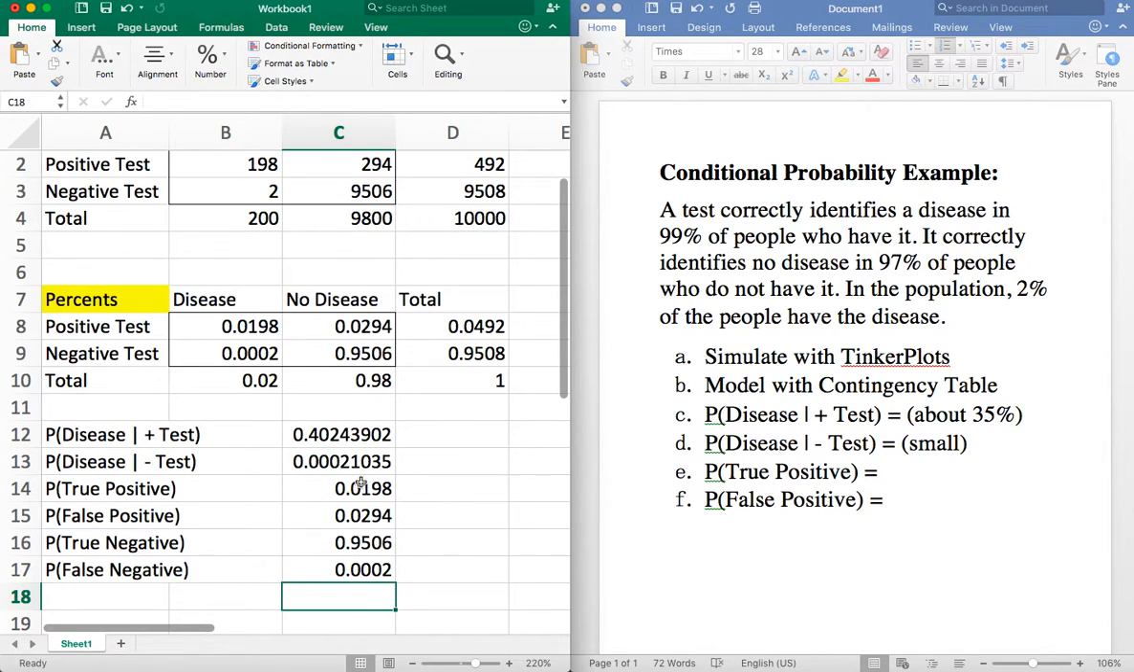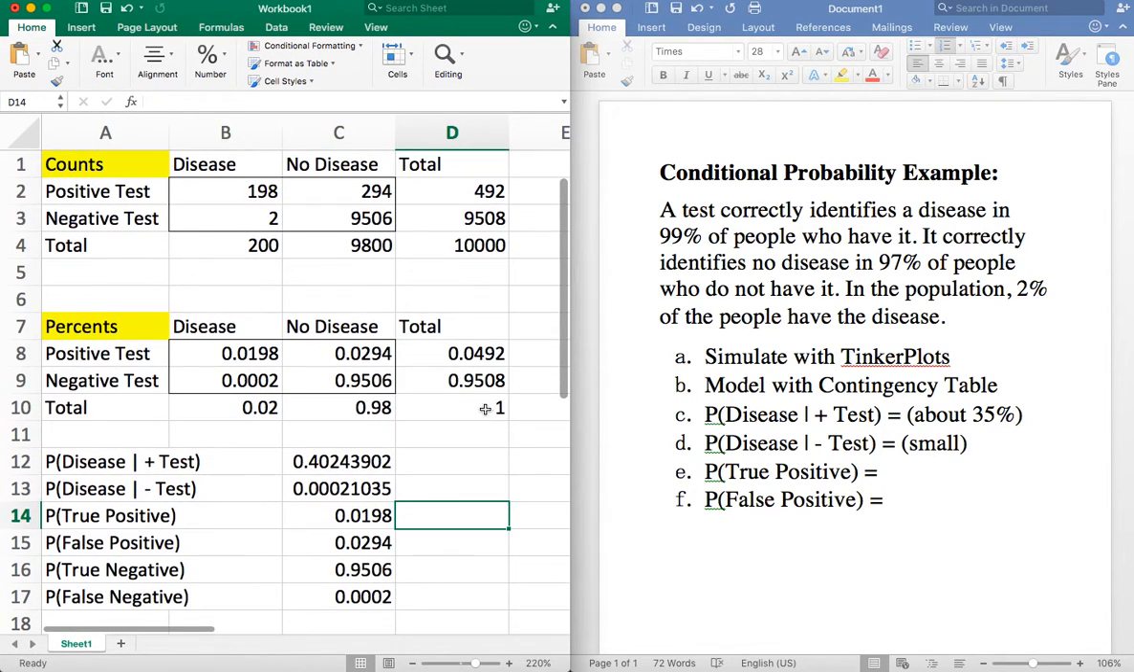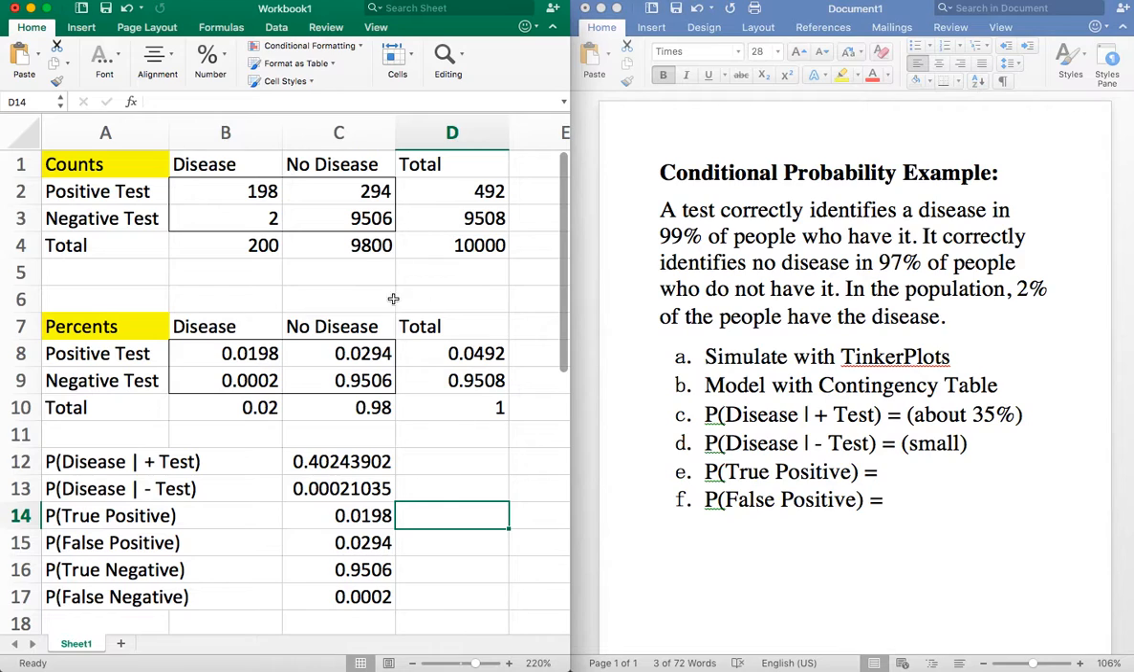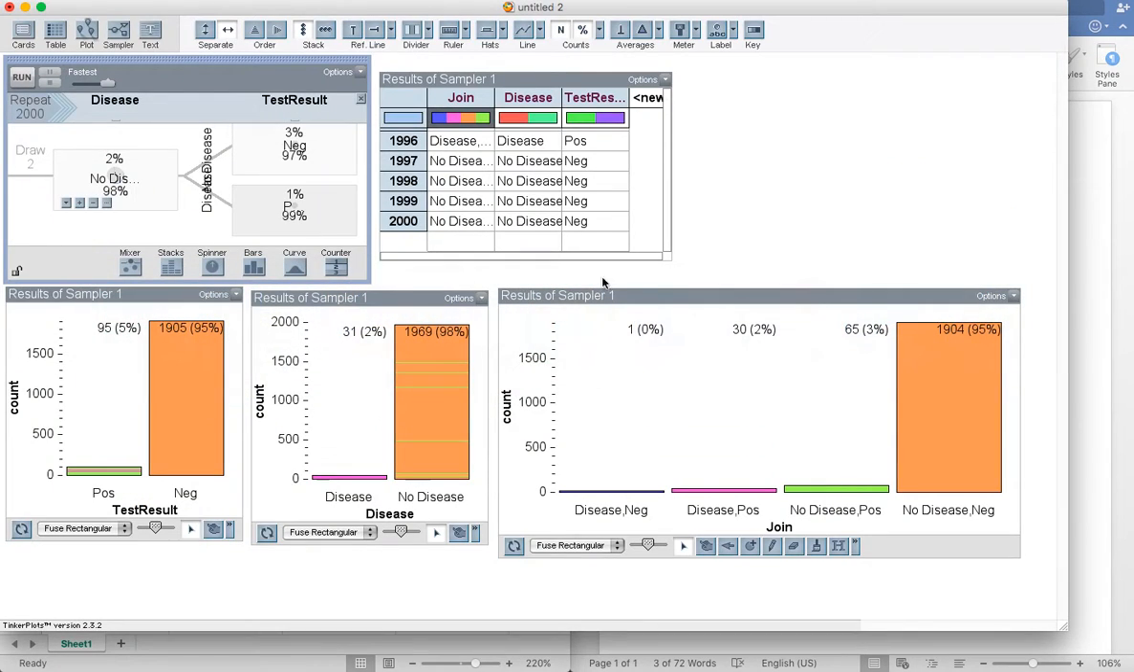And of course, if I add those guys up right there, they sum to 1 exactly as I expect them to. And that's it. This is an example of conditional probability. We've looked at the problem from contingency tables, and we've looked at the problem from estimating with Tinkerplots.